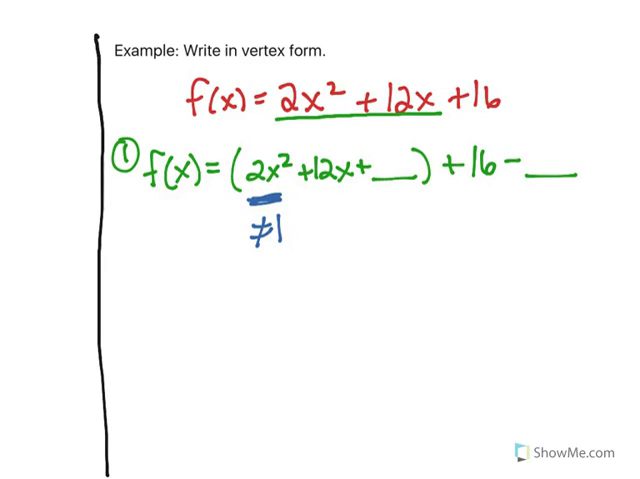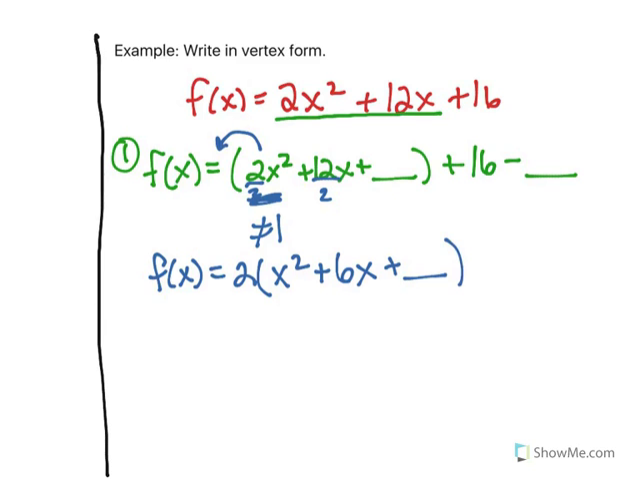So that means we have to factor the 2 out. To factor 2 out, remember factoring, we divide by 2, or we divide by the value we're trying to factor out. So that means we're going to divide both of these terms by 2. So we get f(x) equals 2's factored out. 2 divided by 2 is 1, so we get x squared. 12 divided by 2 is 6. And then we still got plus blank, and out here we get plus 16 minus blank.